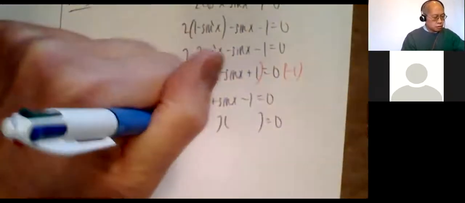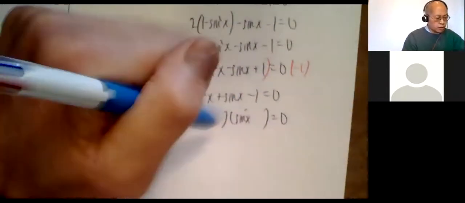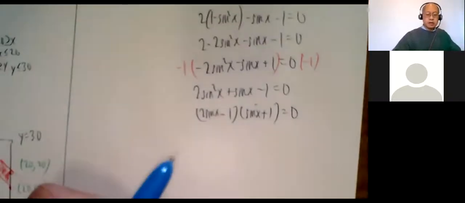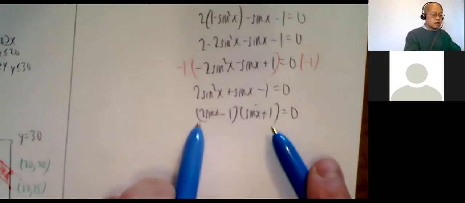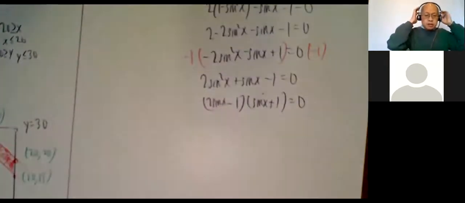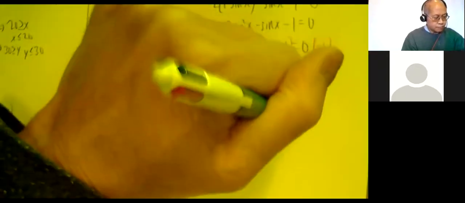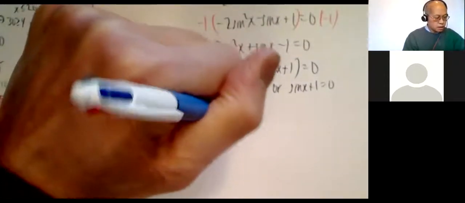Factor: 2 sine x, sine x. The only way to get 1 is 1 and 1. And to end up with a positive, the positive should go here, negative there. Check with FOIL: 2 sine squared x plus sine x, minus 2 sine x minus... yeah, that works. So either this is 0 or this is 0. 2 sine x minus 1 equals 0, or sine x plus 1 equals 0. Sine x is 1/2, or sine x equals -1.